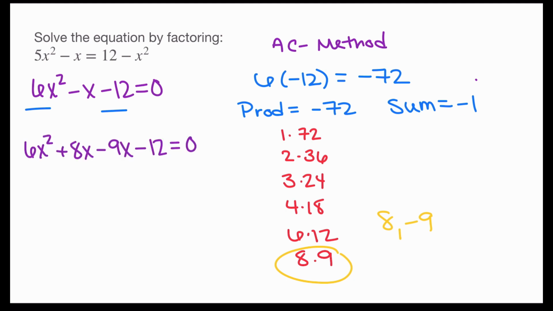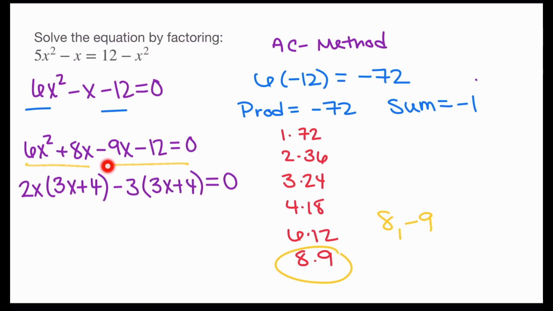So then what I do is I copy down the first term, 6x squared, and I take this middle term, this negative x, and I use the two numbers that I found to write it as two terms: 8x minus 9x, and then I copy down the last term, minus 12. Then I can use something called factoring by grouping, where I just look at the first two terms and see what they have in common. I can take a 2 and an x out, and I'm left with a 3x plus 4.